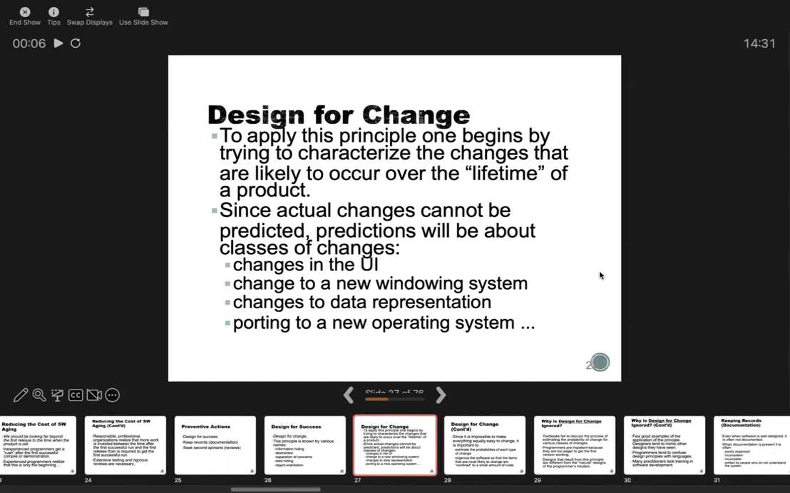To apply this principle, one begins by trying to characterize the changes that are likely to occur over the lifetime of the product. Since the actual change cannot be predicted, it's very obvious, it's very difficult. But we can make some classes, some segments where we should make some changes, maybe changes in the UI, maybe changing the data representation, or changing the operating system. So we can anticipate in advance.